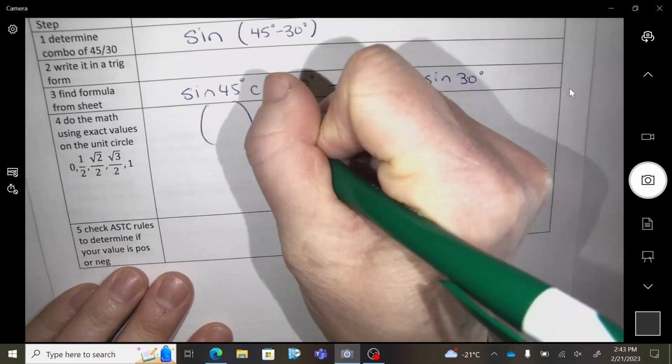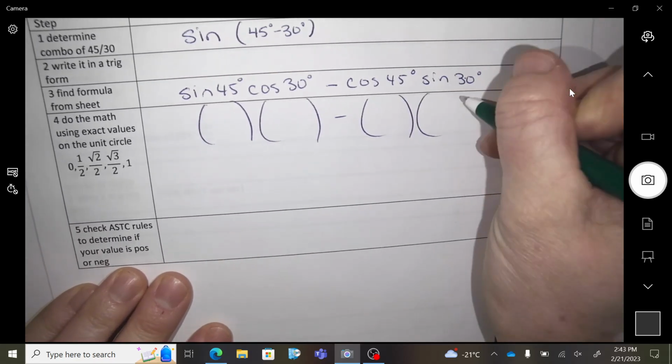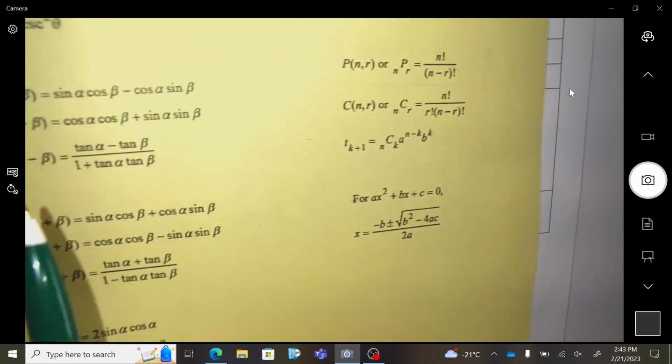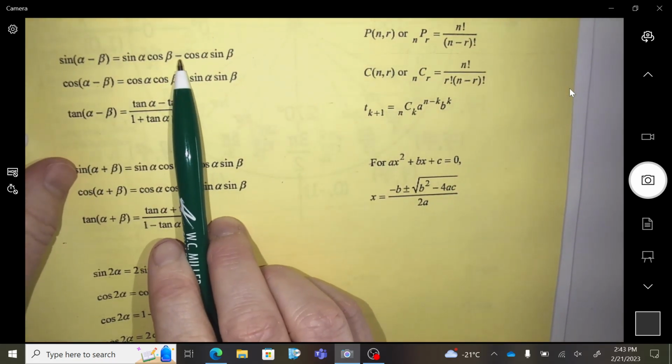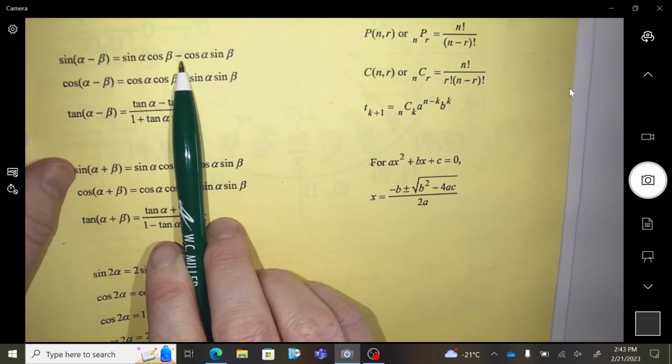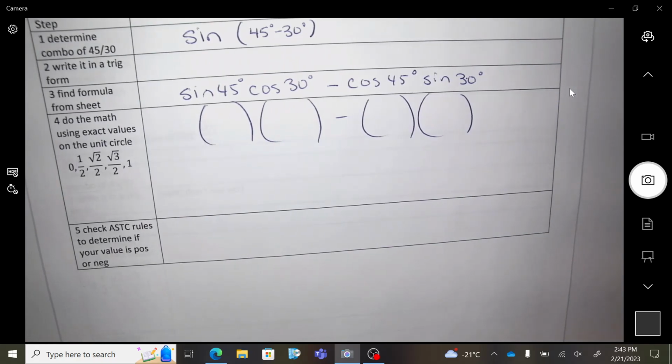Okay, I'm going to put plus. No, it was a subtraction symbol, wasn't it? Right here, subtract. I put 4 brackets here and we're going to replace.